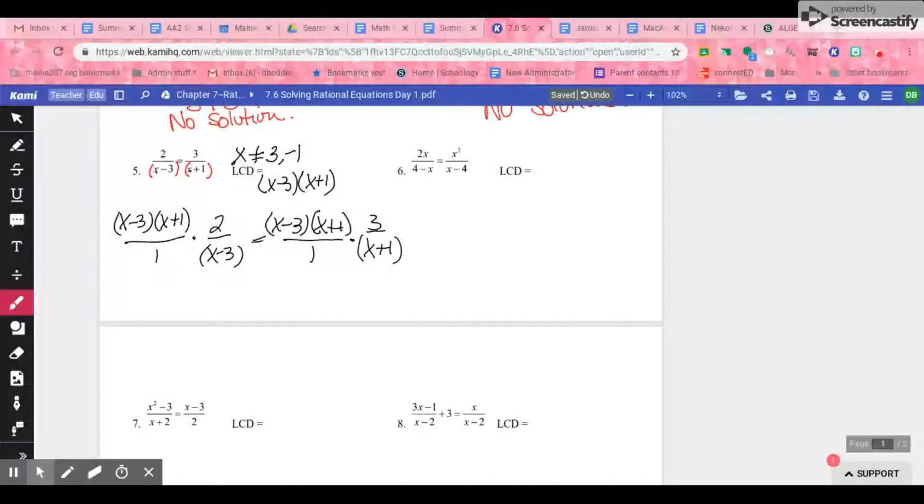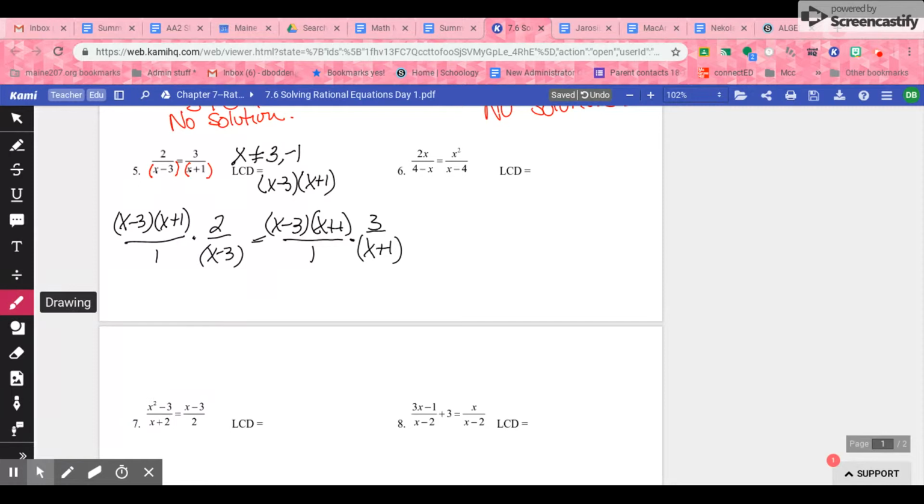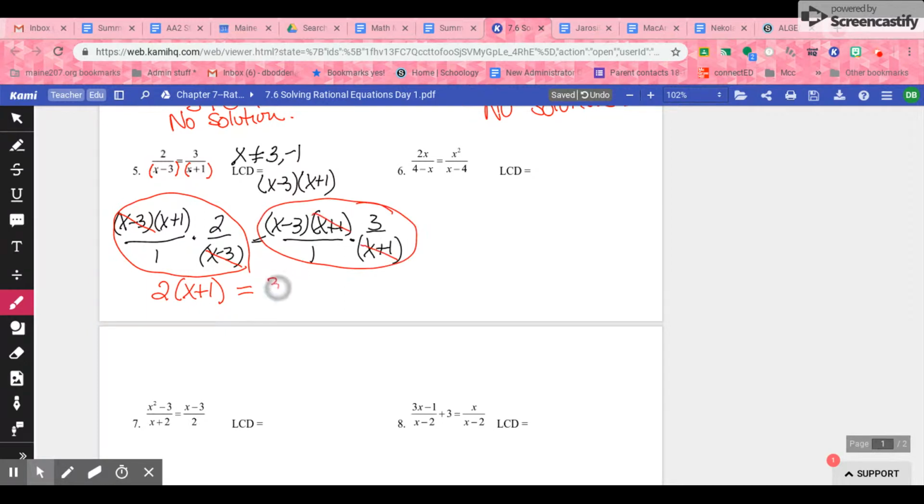All right, then you can go and simplify one term at a time. So if I look at this first term, the x minus 3's can divide out, and I'm left with 2 times x plus 1 equals, look at this whole term, the x plus 1's divide out, and I'm left with 3 times x minus 3.